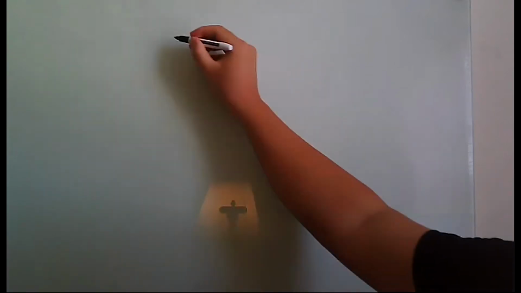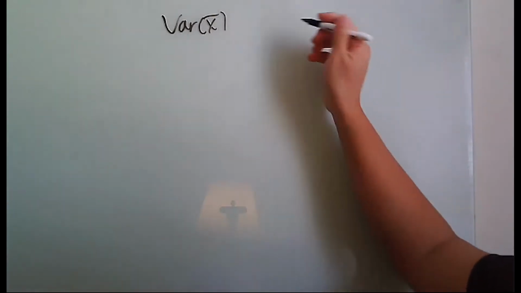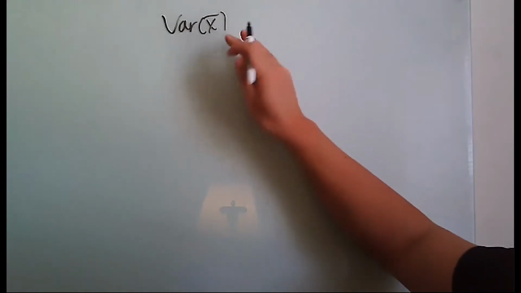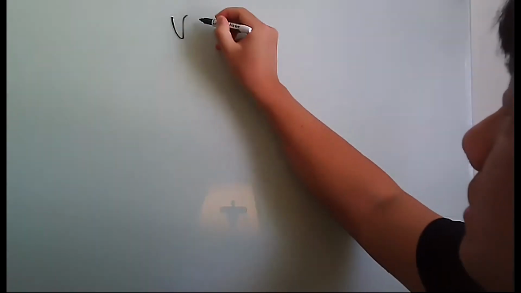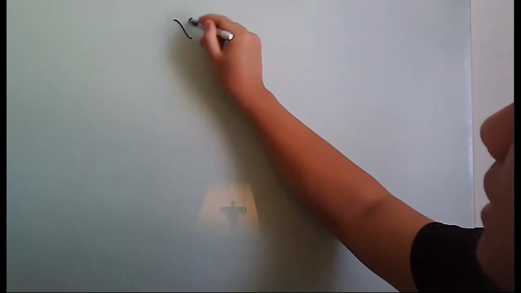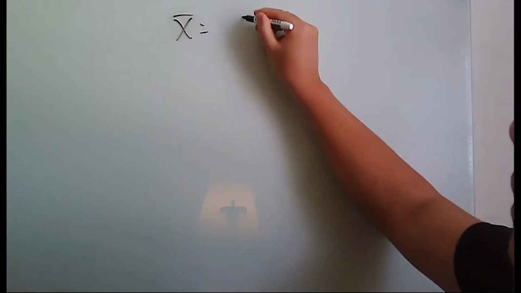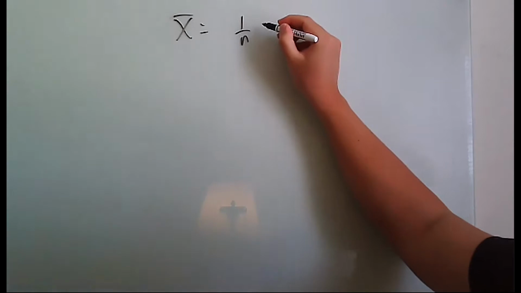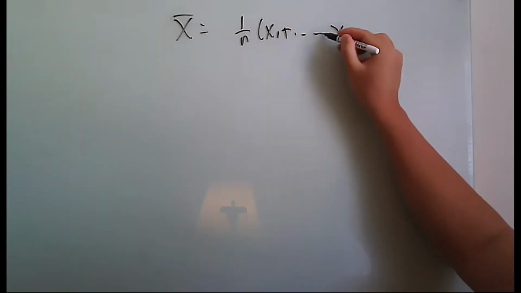How about the variance of x bar? So variance of x bar equals what? How did we get the variance? What was the x bar again? So x bar was, let me just start from here. I shouldn't have erased that. So x bar equals 1/n times (x1 + ... + xn), right?